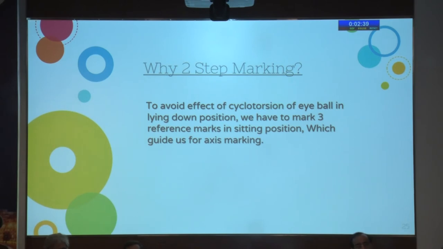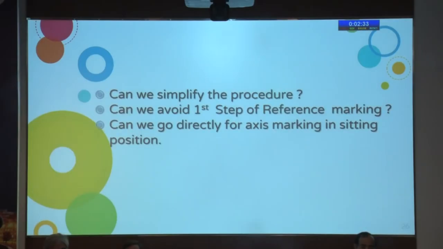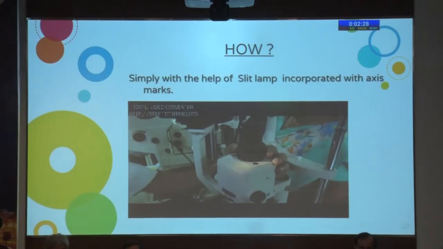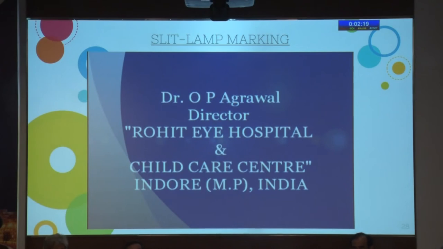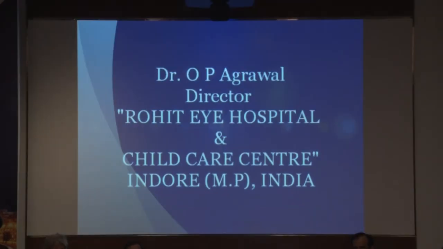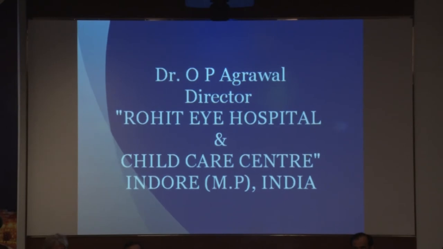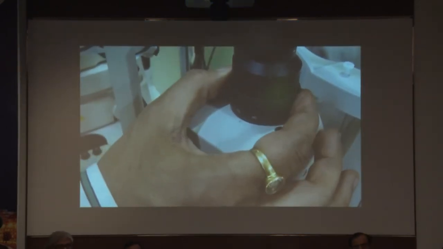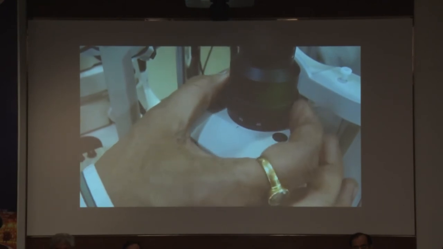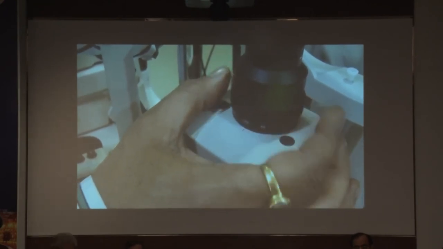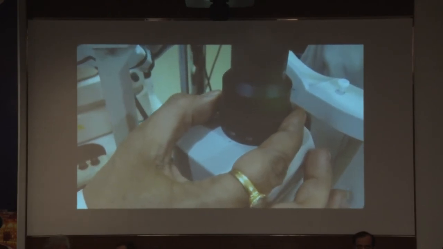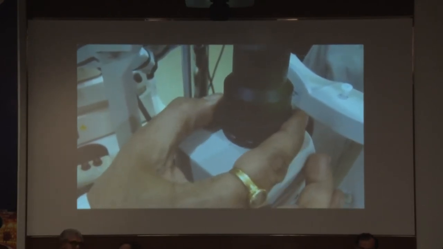To avoid the effect of cyclotorsion of the eyeball in lying down position, we need two step. But we definitely can do with the help of slit lamp. So simple slit lamp in our OPD can give excellent results, equivalent to even Verion. Axis of slit beam can be adjusted according to requirement of toric marking. This can be done from 0 to 180 degree.